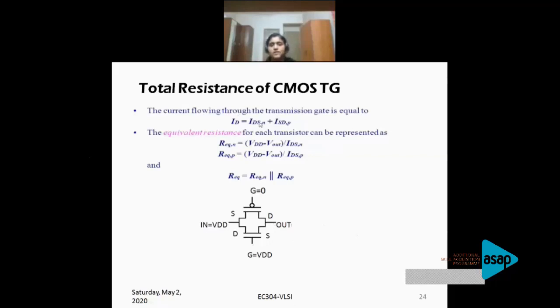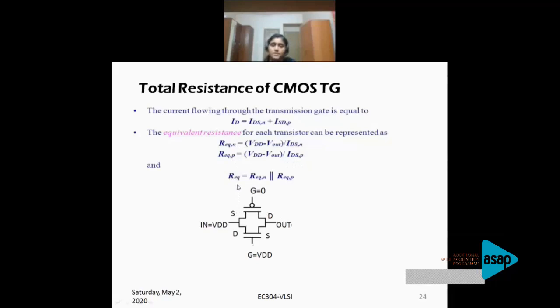The total current of the transmission gate is nothing but the current through the PMOS plus the current through the NMOS. So that is what is written here: ID is ID of the NMOS plus ID of the PMOS. So the equivalent resistance is nothing but voltage by current. If I talk about the NMOS here, the resistance of the NMOS is the voltage by the current. Voltage means VDD minus Vout, input minus output, right? So VDD minus Vout by IDN, that is the resistance of an NMOS. Same way, the resistance of the PMOS is VDD minus Vout by the current through the PMOS, IDP.